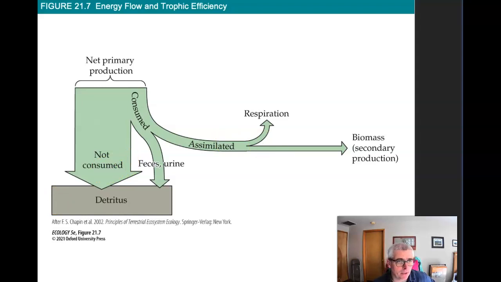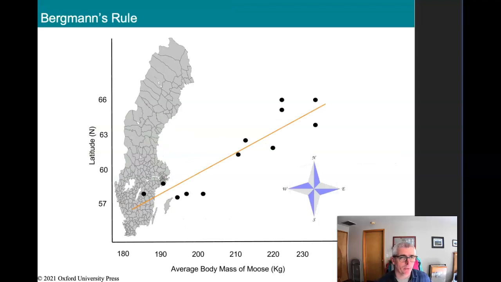I want to jump back to the small and large endotherm thing. And I talked about Bergmann's rule in chapter 4, but I want to bring it up again because I like Bergmann's rule. Okay, sorry, I was looking at some other exam type questions I wrote down around the inverted pyramid.